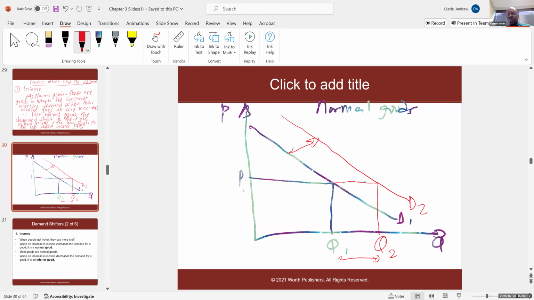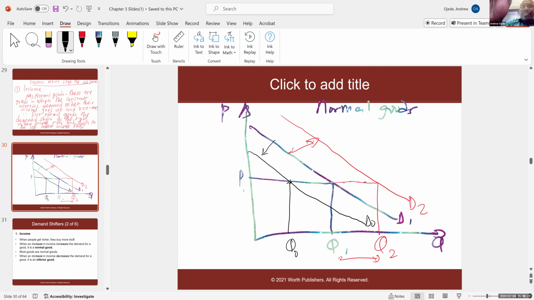This is for an increase. What about if the income decreases? If the income decreases, then the demand curve is going to shift to the left like this, to D0. So consumers would reduce, and we can label this Q0, something like that.